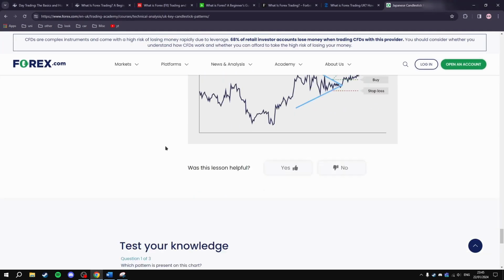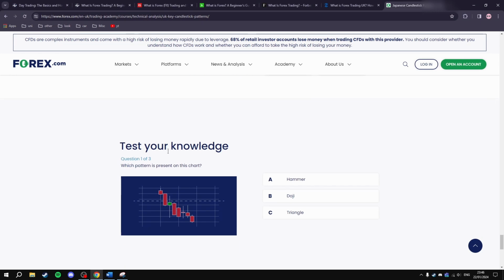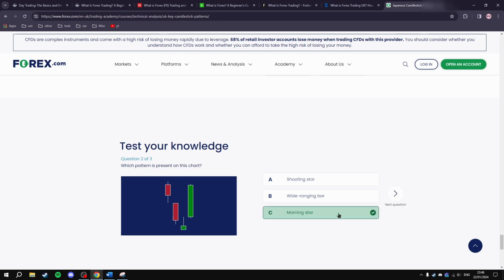Right, okay. Test your knowledge. Which pattern is represented on this chart? This is not a triangle because a triangle would look like that. It is not a doji, so it must be... No, wait. I thought doji was only a single candle. Is it talking about that one, the green one? I'm assuming it is. Which pattern is represented on this chart? So it's morning star, isn't it? Because I'm assuming it's talking about these three.